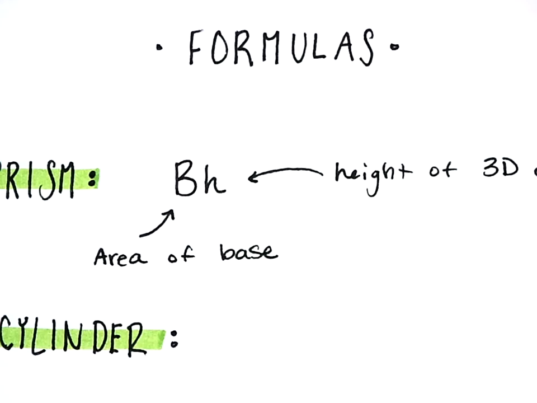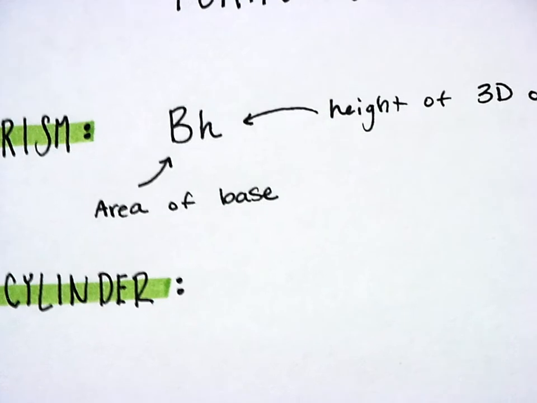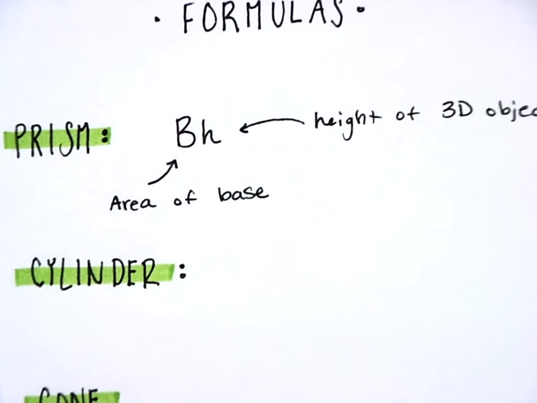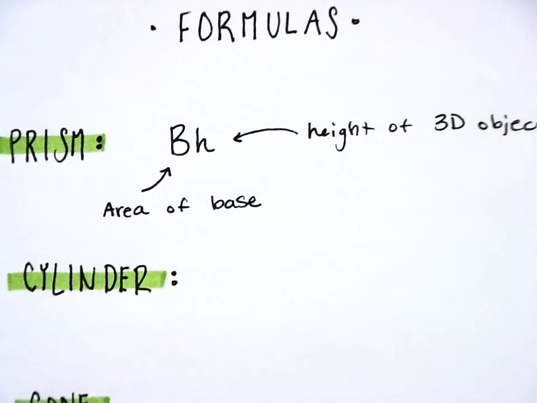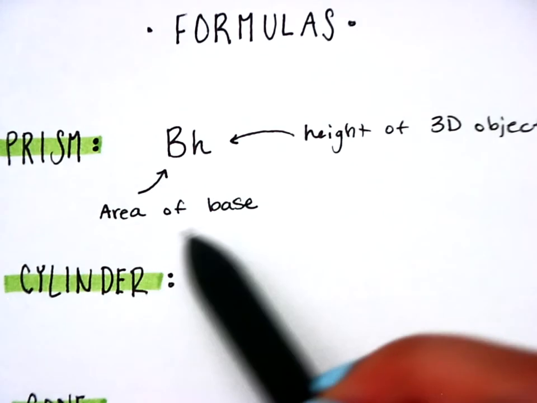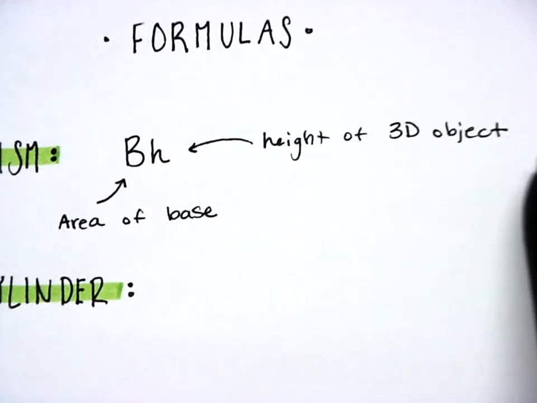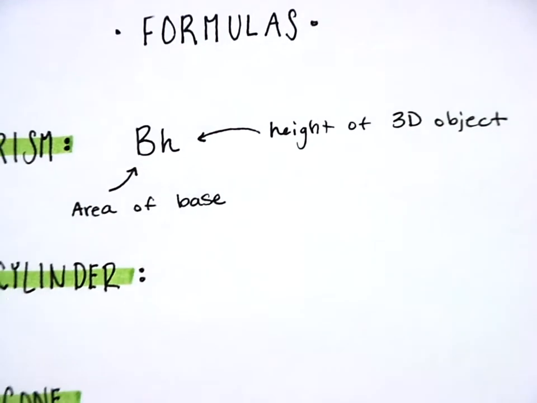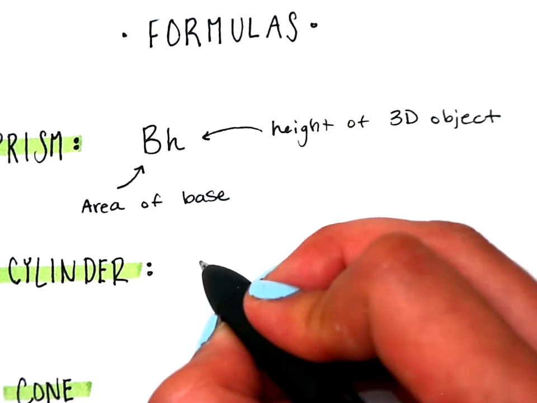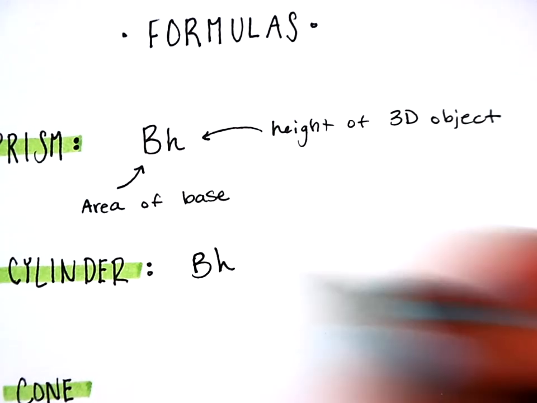The reason for going over that is just to show you why our formulas are the way they are. For any prism, like a rectangular prism or a cube, the volume is the area of the base, whatever shape that is, times the height of that 3D object. So for this video, we're going to go over cylinders. That's the area of the base times the height.